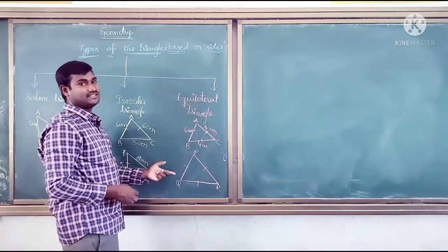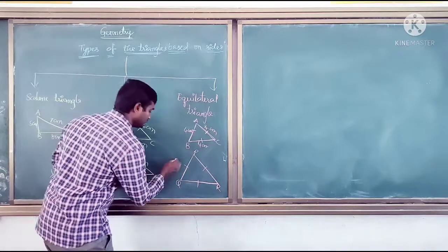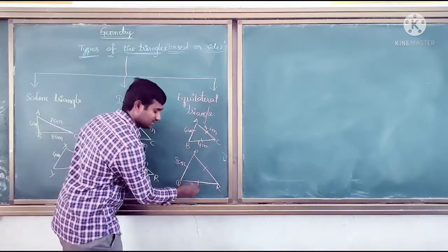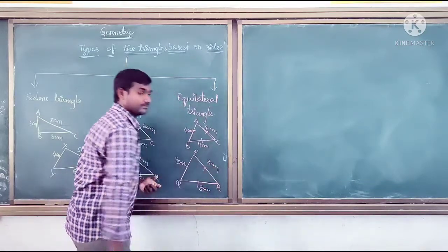Then can we say this is the equilateral triangle or not? Yes, these all 3 sides are equal. Suppose if it is 8 centimeter, how much will this be? This also 8 centimeter. This is also 8 centimeter.